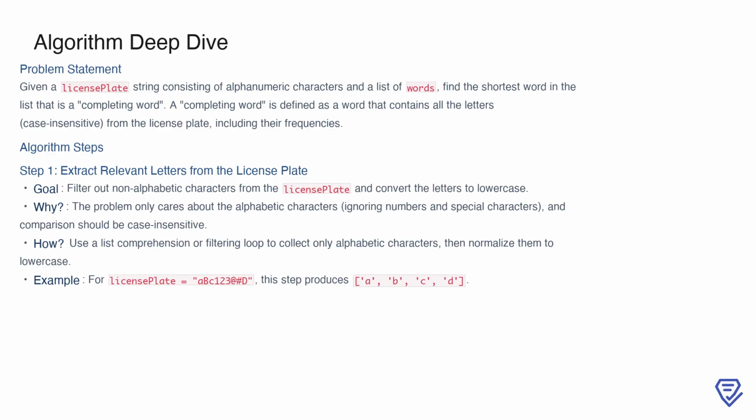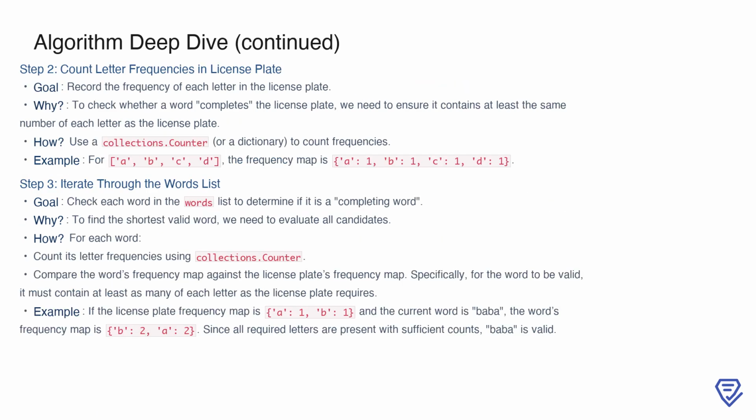This simplification is important because it allows us to work only with the relevant data for the problem and ignore any extraneous information. After extracting the alphabetic characters, the next step is to count the frequency of each letter in the license plate. This is essential because the completing word must match these frequencies, ensuring that even repeated letters are accounted for. Using a tool like Collections Counter makes this process efficient by automatically creating a frequency map. For example, if our extracted letters are A, B, C, D, the resulting frequency map is A1, B1, C1, D1.